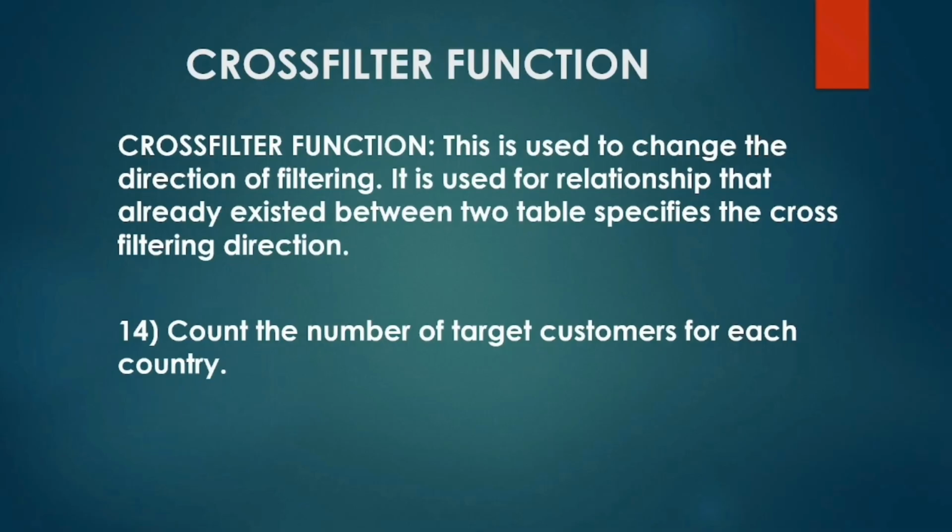Okay. So the next function we are going to be looking at is the CROSSFILTER function. The CROSSFILTER function is used to change the direction of filtering. It is used for a relationship that already exists between two tables, to specify the cross filtering direction. So we're going to look at the problem here and we'll try to solve it, and we'll get to understand how to use the CROSSFILTER function. So the question is: count the number of target customers for each country. So for each country, we want to segregate and find the target customers.